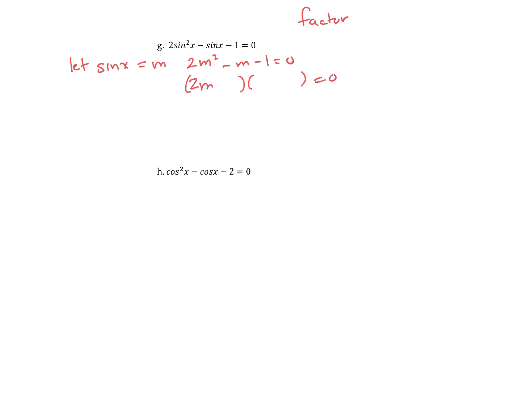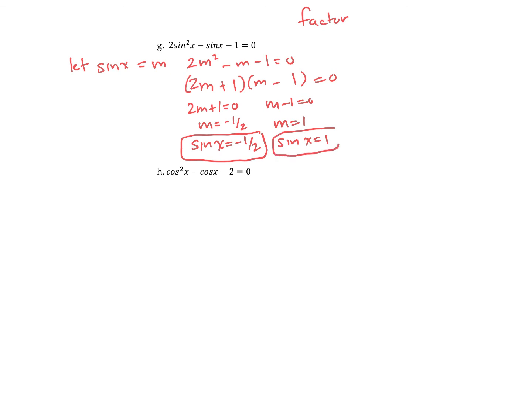So this is a complex trinomial. So I know 2m squared would be 2m times m. I know 1 is going to be 1 times 1. And the middle has to add to negative 1. So it'll be negative, positive. So you're going to factor that whatever method you use to factor. I just did it in my head, but you can certainly use decomposition or whatever method you use to factor complex trinomials. Then I'm going to set each to 0 and solve for m. And then I'm going to put the sign back. Remember to put the sign back or it doesn't make sense. So my two solutions are sine x equals -1/2 or sine x equals 1.